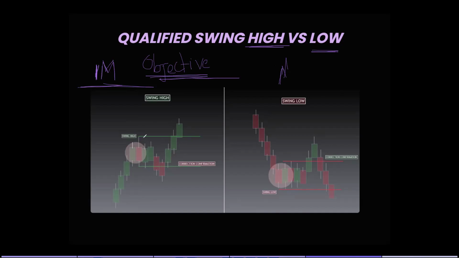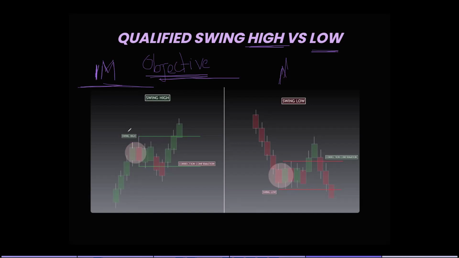So with that said, the qualified swing high and qualified swing low concept is one that I created to have pure objectiveness when it comes down to identifying structure on the 1 minute. So in this example here, why is this swing right here a qualified swing high? Very simple. I'm going to go over this right now.